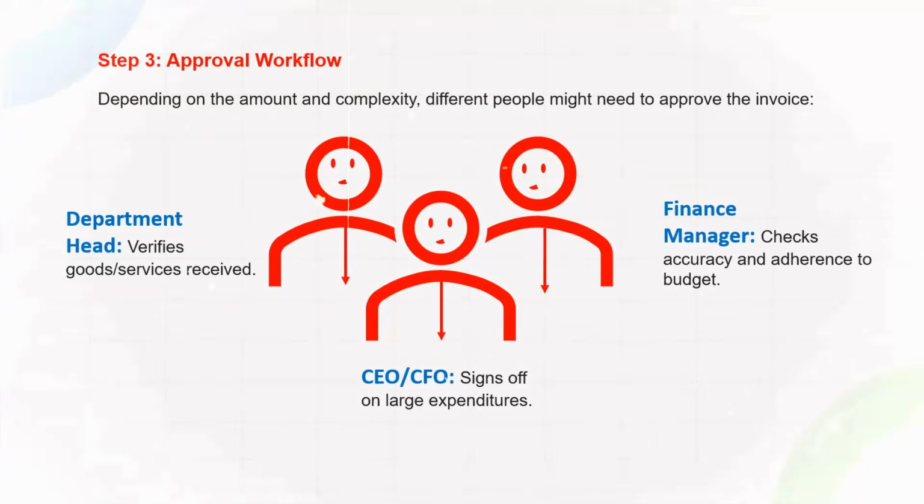Once you are done with your approval workflow process, you can move to your fourth step, which is going to be payment processing. So what is payment processing? Once your invoice is approved, it is time to pay it off.